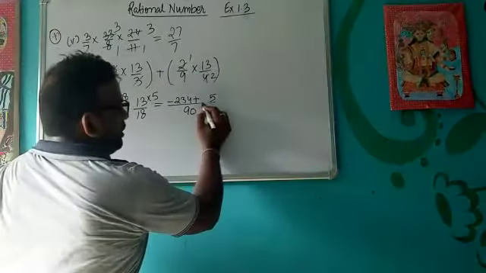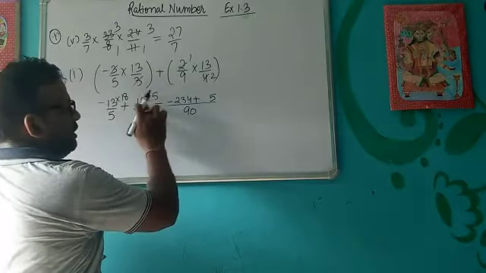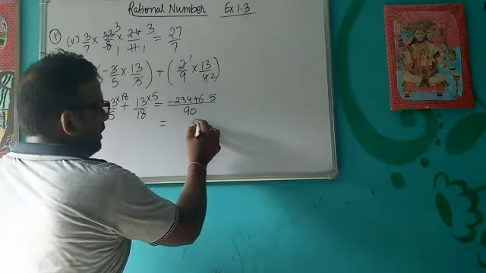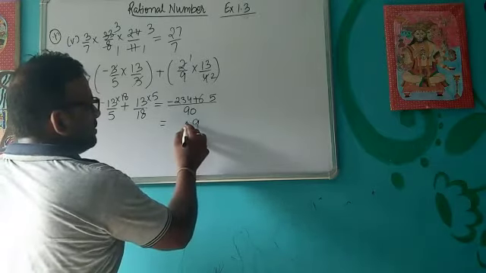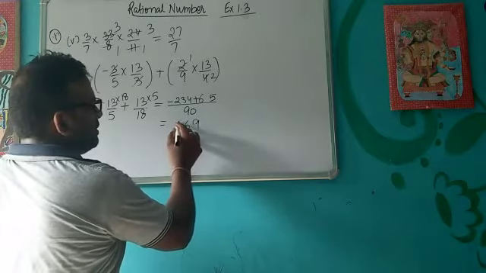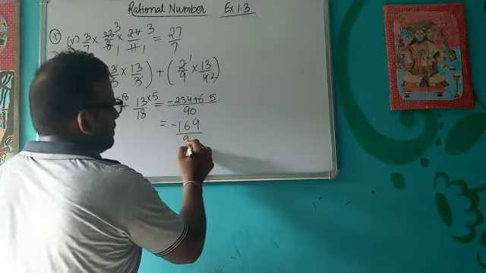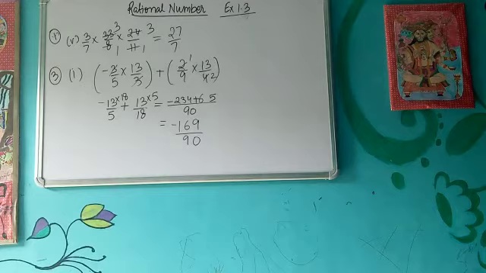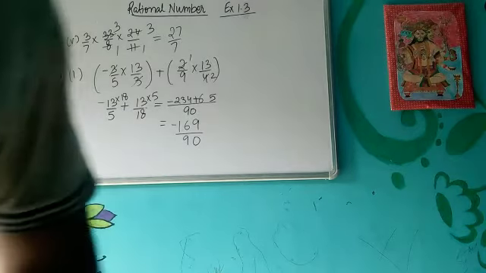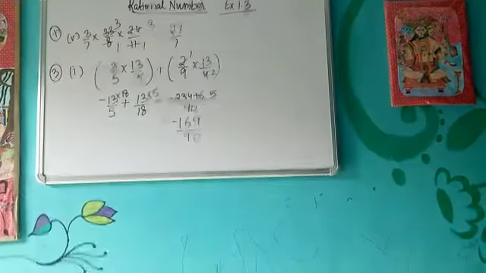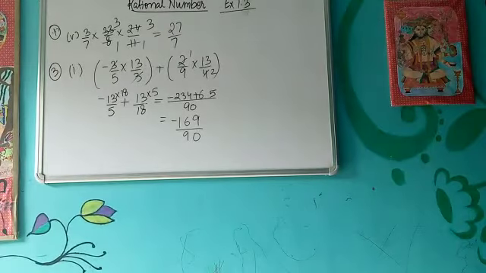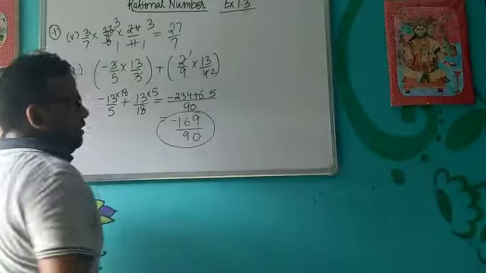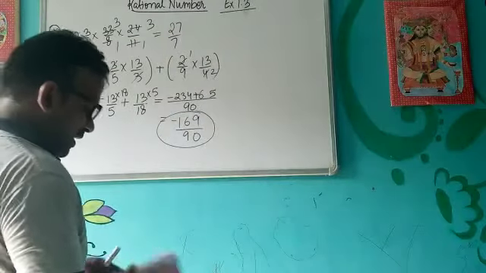Okay, so there is a little bit of calculation mistake. It is actually 13 into 5 is 65. So here you will get, so your answer will be minus 169 upon 90. Okay.